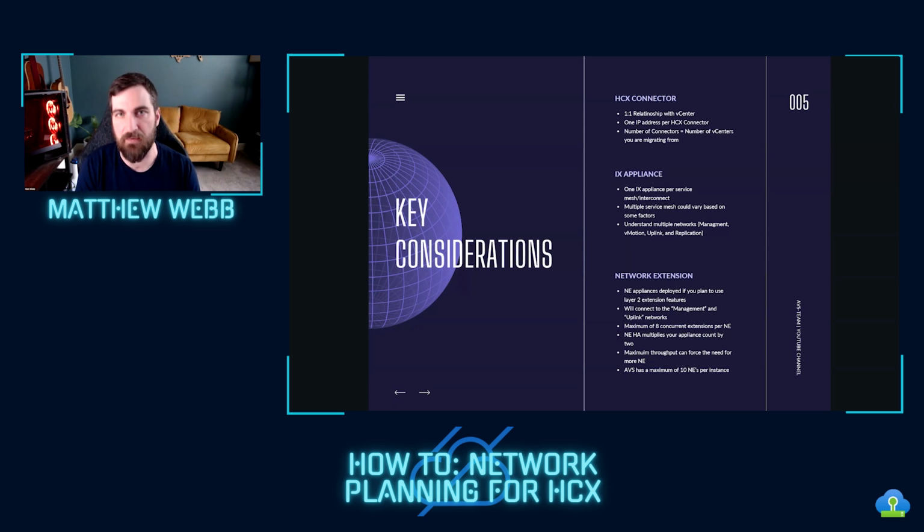So let's say we take that 14 again. I need to have two, but I need to times that by two because each network extension appliance will have an HA pair to be able to take it over. And this gives you more availability faster than an HA can occur on vSphere.